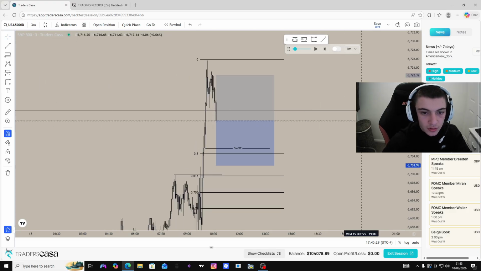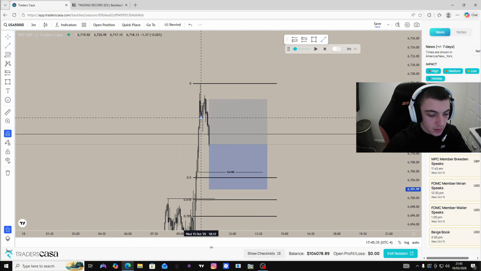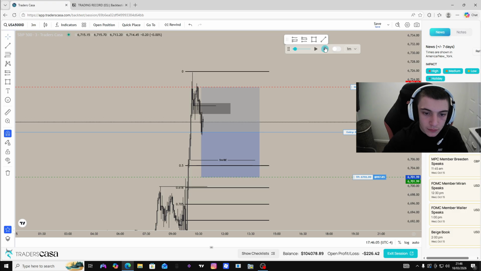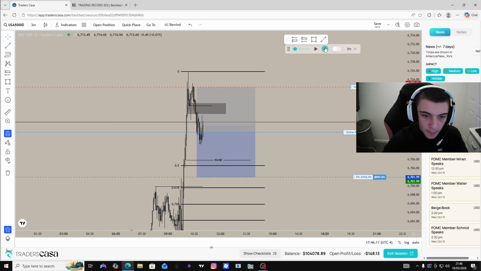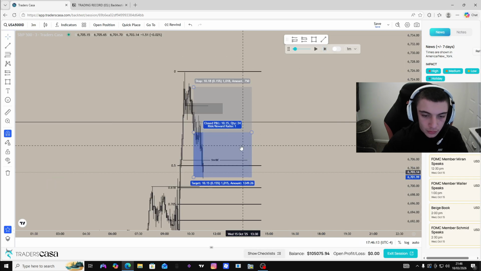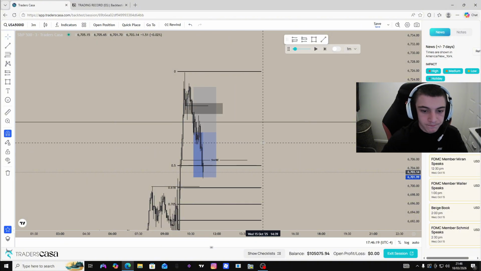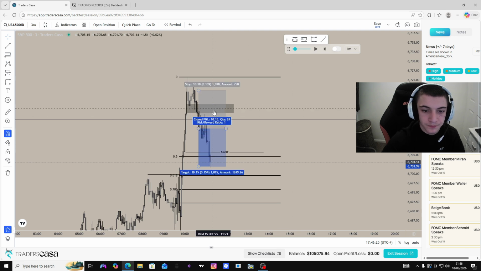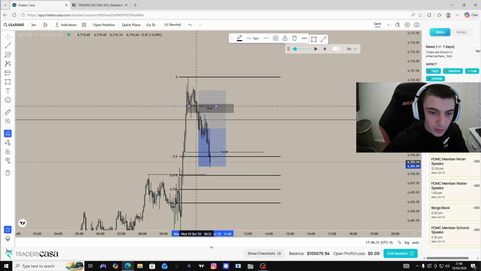Taking off that inversion, mix of a change in state delivery. Change of state there. Inversion here. Oh, I didn't even get a chance to put it break even. But let's take profit hit. Okay. 1R. Make sure this looks alright. IFVG. Change of state delivery.